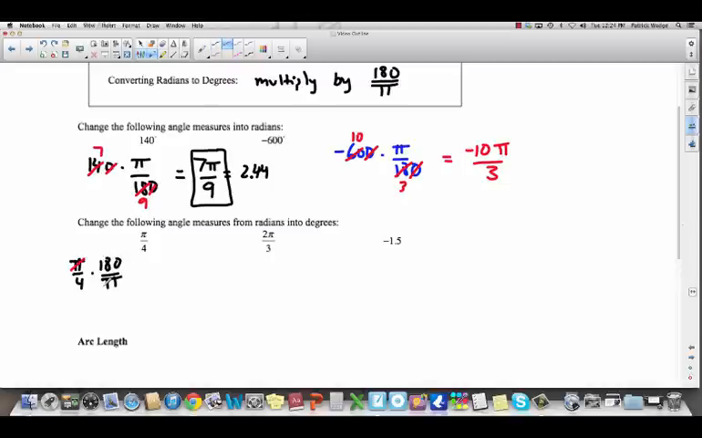Nice, the pi's are gone. 4 goes into both of these. 4 goes into 4 once, and 4 goes into 180 45 times. So you're left with 45 degrees. Next, 2 pi over 3 times 180 over pi. You've got 1 pi on the top, 1 on the bottom, get rid of those. 3 goes into 180 60 times. 2 times 60 is 120 degrees.